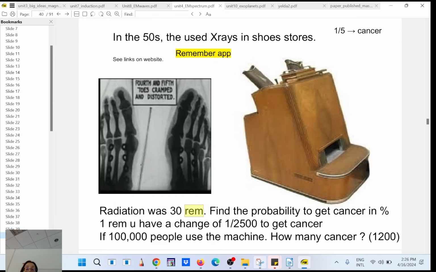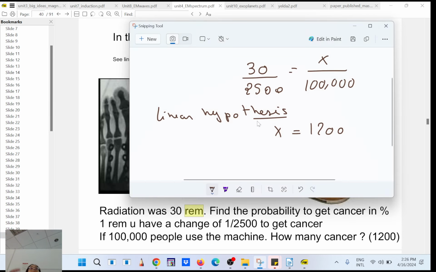Interestingly, that linear hypothesis doesn't work below 1 rem. For example, if you go to Colorado, there is a lot of radiation from the ground, because there is a lot of uranium over there, but you don't have a higher percentage of people dying from cancer relative to another state in the US. So it means below about 1 rem, it doesn't work. Above, yes, it works, right?